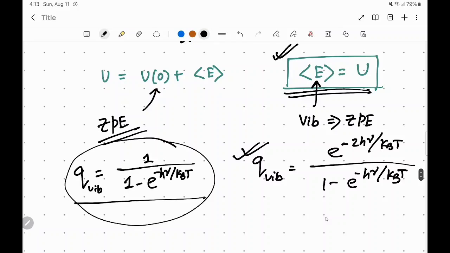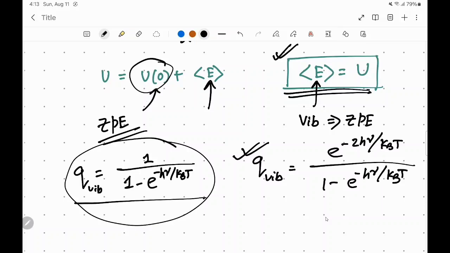When you are considering this, you have to consider the zero point energy separately later. In that case, the internal energy should be the average of energies, because in this average of energy you have not considered the zero point energy. You have to account for that zero point energy separately. So that's why you have to add that U0.